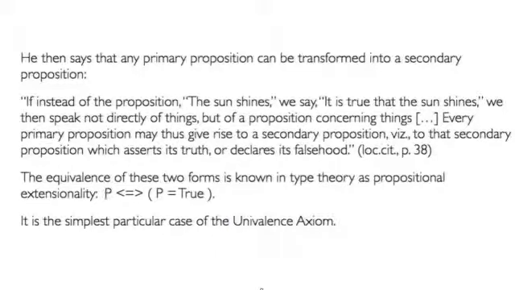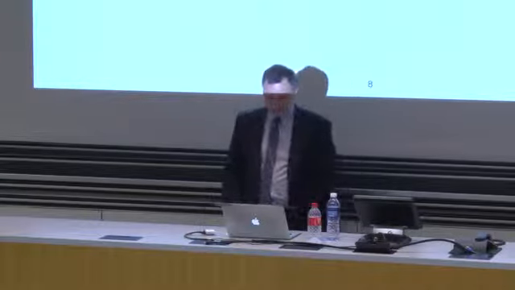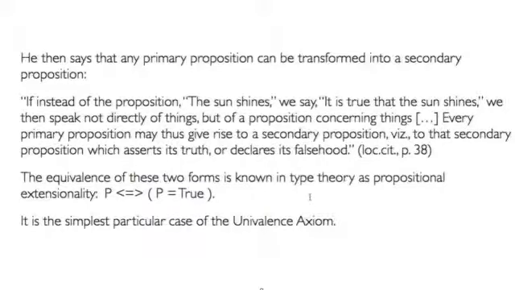But in particular, because P is equivalent to true is equivalent to P, then the simplest case is that P is equivalent to P equals true. And this is propositional extensionality, and it's also the simplest particular case of the univalence axiom. I mean, it's almost exactly the first non-trivial case of the univalence axiom. So we can trace, in that sense, the univalence axiom to Boole.